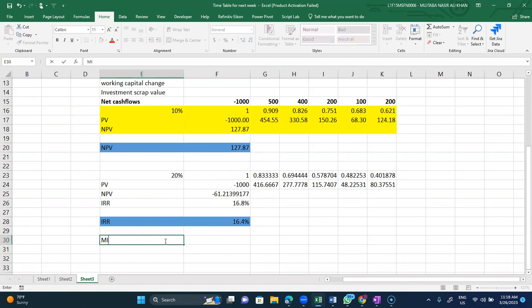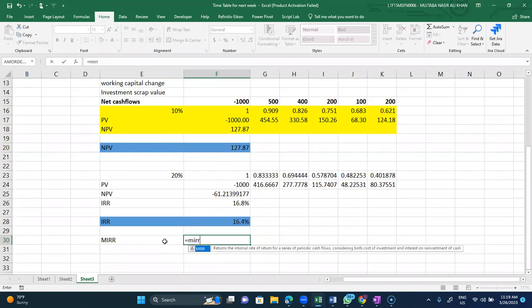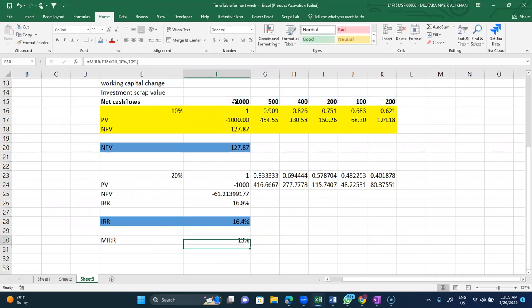How to calculate the MIRR? Instead of calculating manually by taking the terminal value of the return phase, dividing it with the present value of the investment phase, then raising to power 1 over n, simply write the 4-letter MIRR. MIRR is equal to, select all values. Then write the financing rate and the reinvestment rate. In our syllabus, normally the financing rate and reinvestment rate are both the same, at 10% cost of capital. So MIRR is equal to 12.68%.